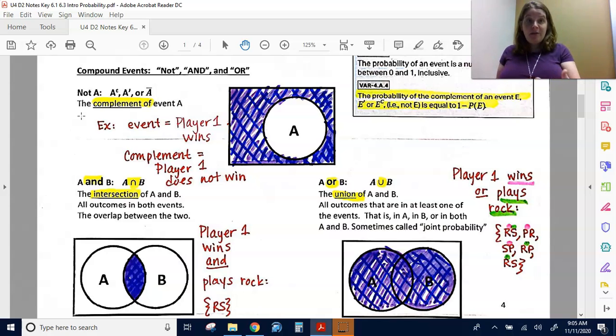So for example, if they're talking about the event that player one wins, all the different outcomes where player one wins, the complement of that event is all the ones where player one does not win. And it's important to notice the difference.